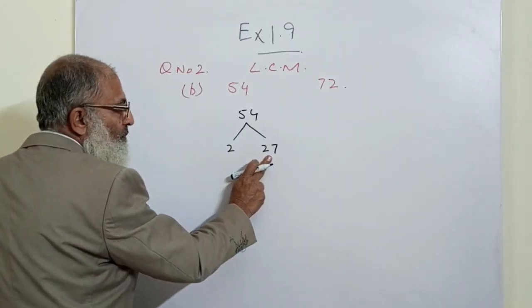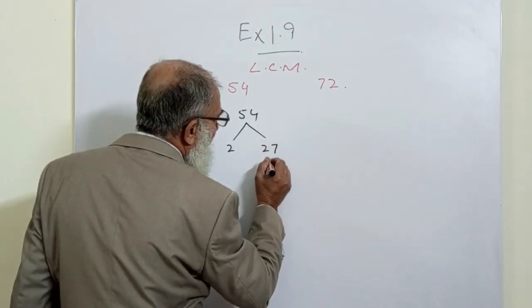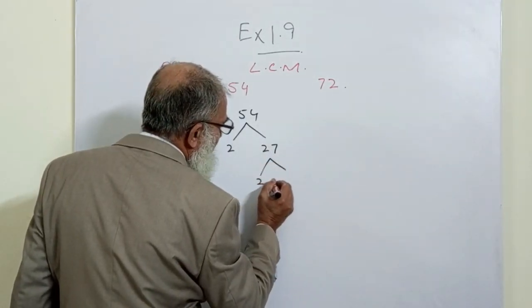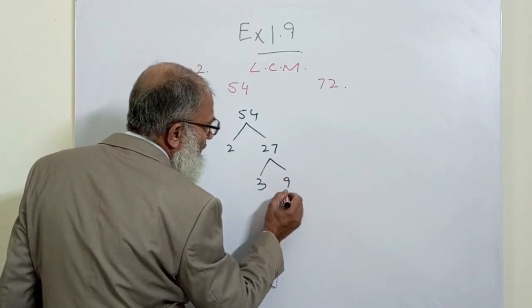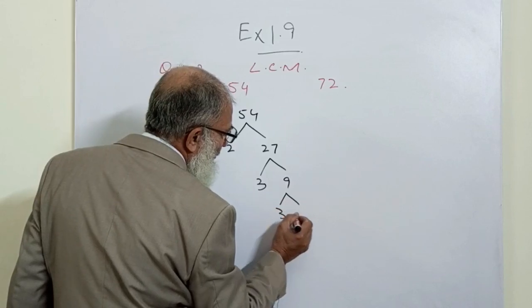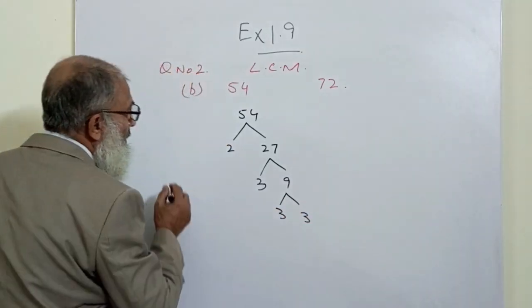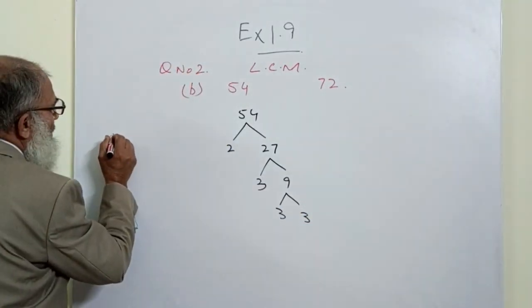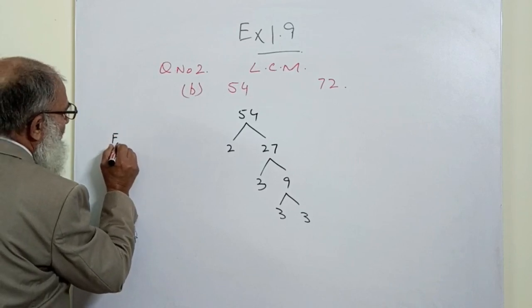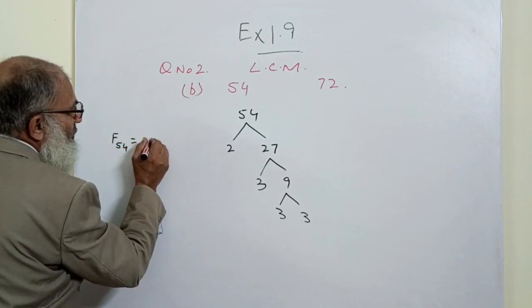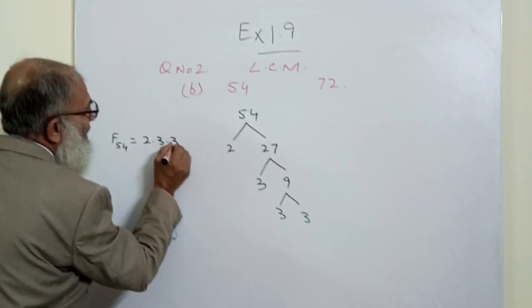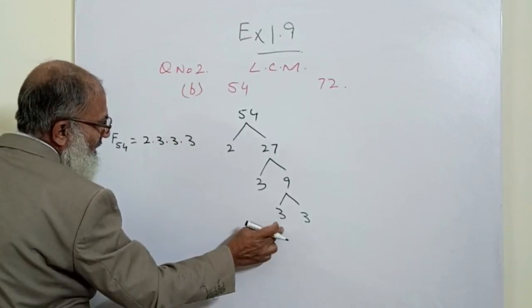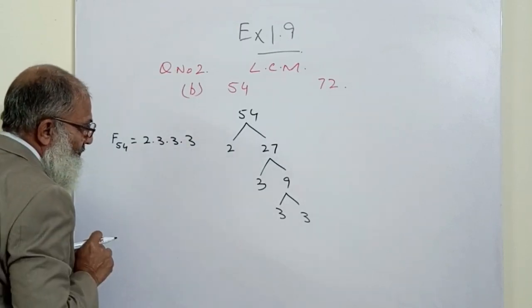Now this is not divisible by 2 anymore. 3 9s are 27 and 3 3s are. Right here, F54 is equal to 2 3 3 3. There are 3 3s and 1 2.